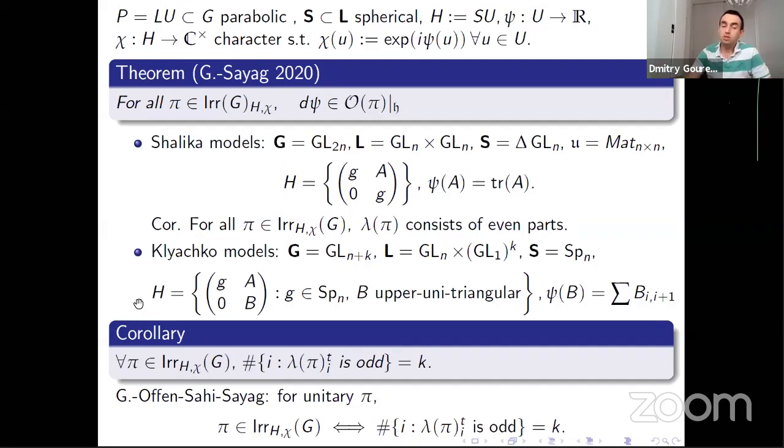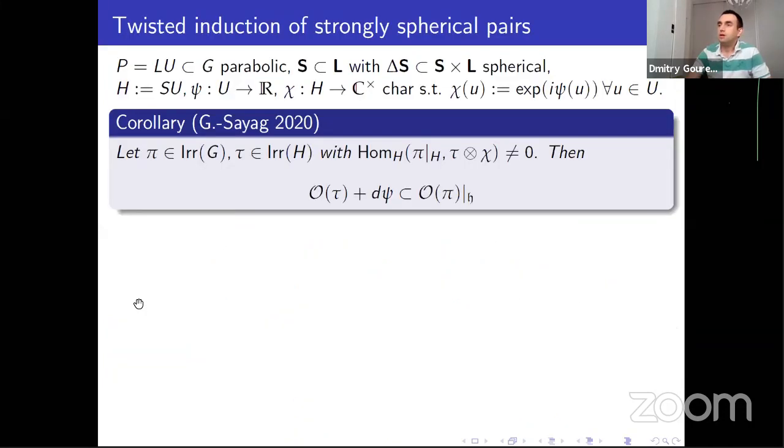Okay, now exactly as with the untwisted theorem, there is a version for strongly spherical pairs. So we take, again, a parabolic S inside, but strongly spherical, which means that delta S inside S times L is spherical. And then we again take a character of u, the unipotent radical of this parabolic, and extend it to a character chi. Hope it's possible.